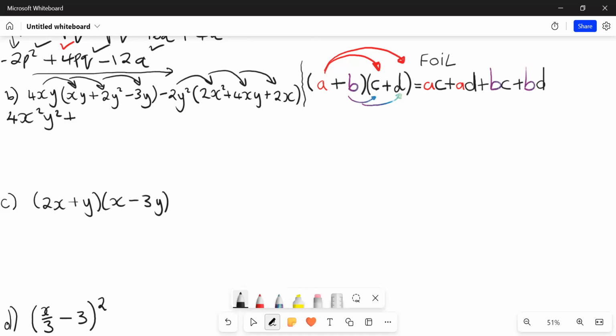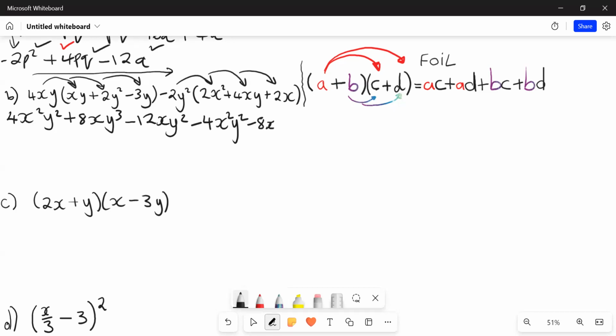Then 4 times 2, that's 8. X, there's no x. And then y times y, that's y to the power 3. When you multiply the same bases, we add the exponents. Perfect. Now 4 times negative 3, that's minus 12. And then we don't have any x as well. But y times y, that's y squared. Perfect. Now, negative 2 times 2, that's negative 4. Let's start with x, alphabetical order. So it's x and then y. Perfect. Negative 2 times 4, that's negative 8.